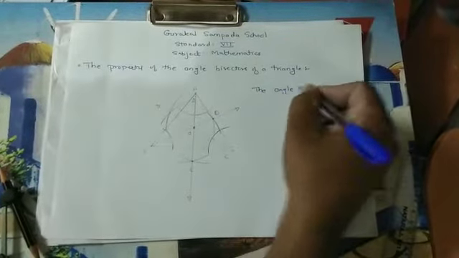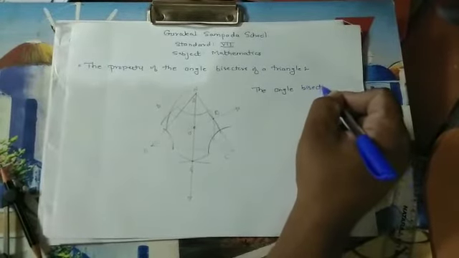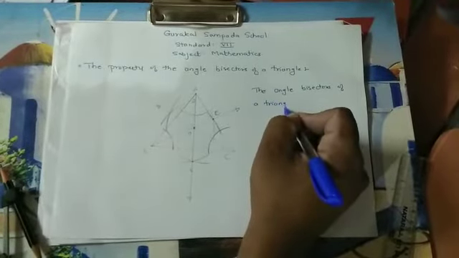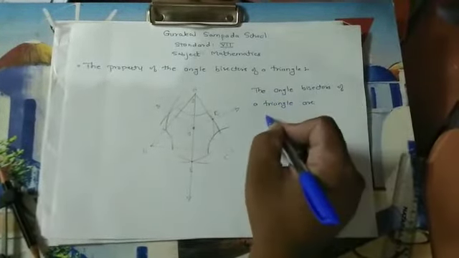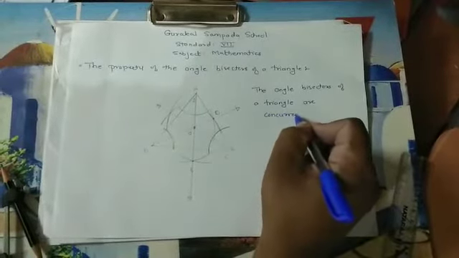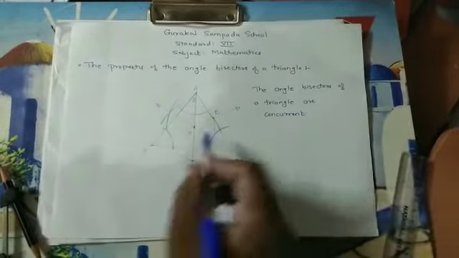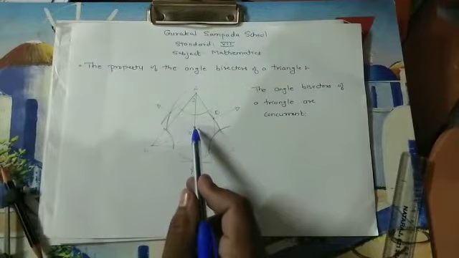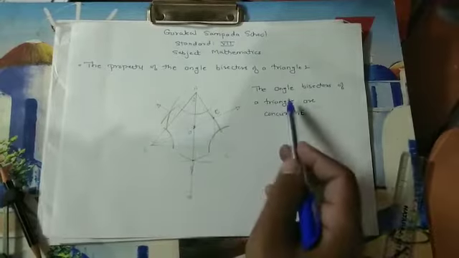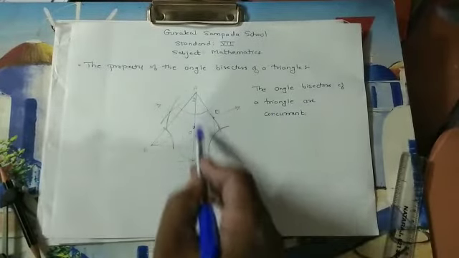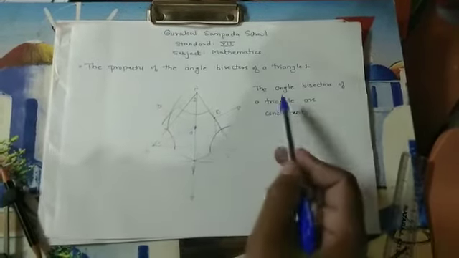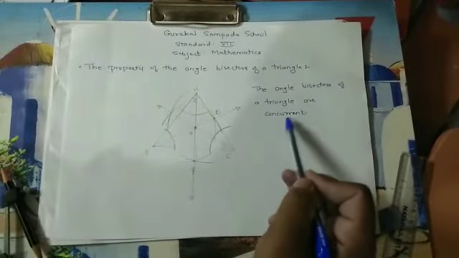The angle bisectors of a triangle are concurrent. Now what is meant by concurrent? All these three bisectors pass through a single common point. When two or more lines pass through one common point, these lines are said to be concurrent. Therefore here all three bisectors pass through this single point O. So the angle bisectors of a triangle are concurrent.